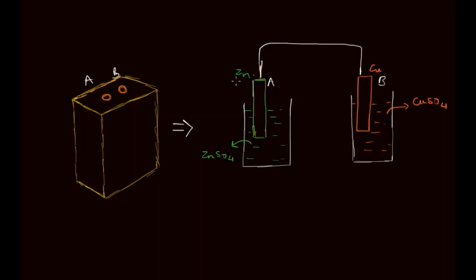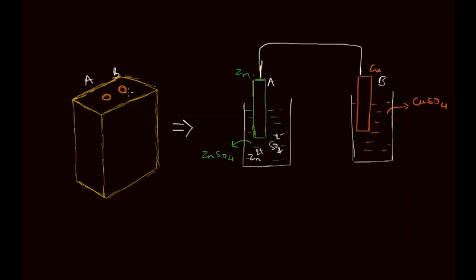So node A is called anode and node B is called cathode. Node A is generally made of materials like zinc. This node A is made of a zinc rod, which is inserted in a zinc sulfate solution. So in this solution you will have Zn2+ ions and SO4 2- ions, right? In this solution there will be zinc ions and sulfate ions.